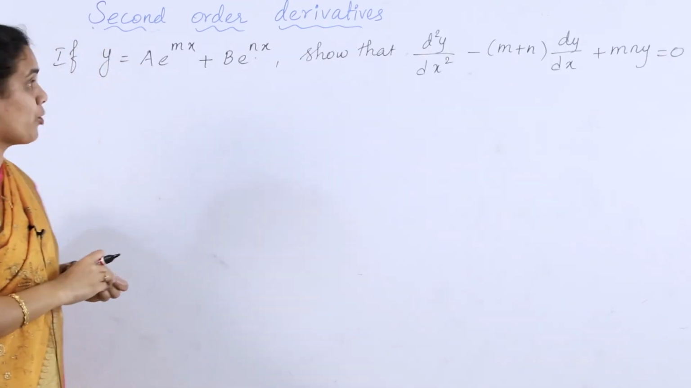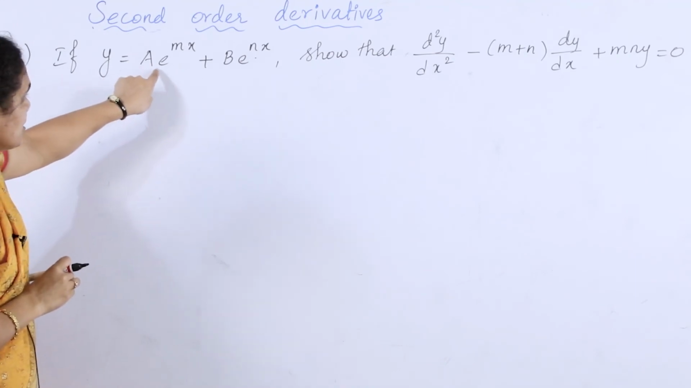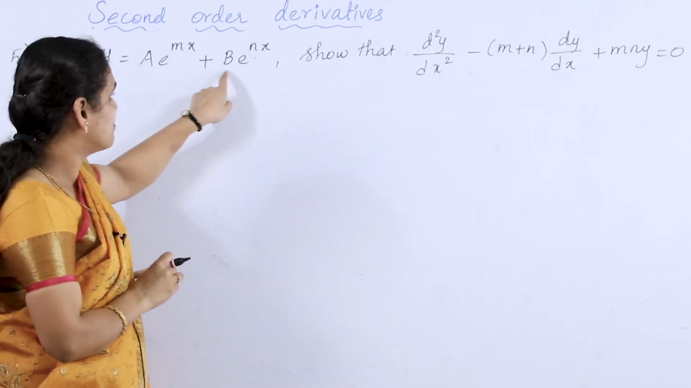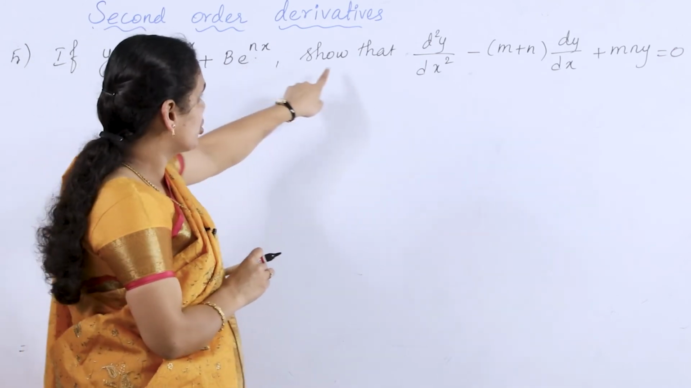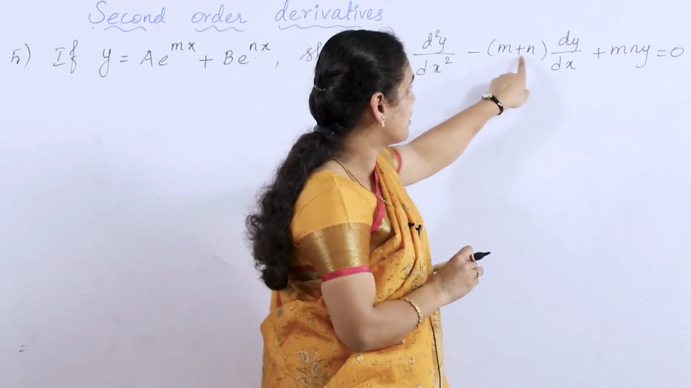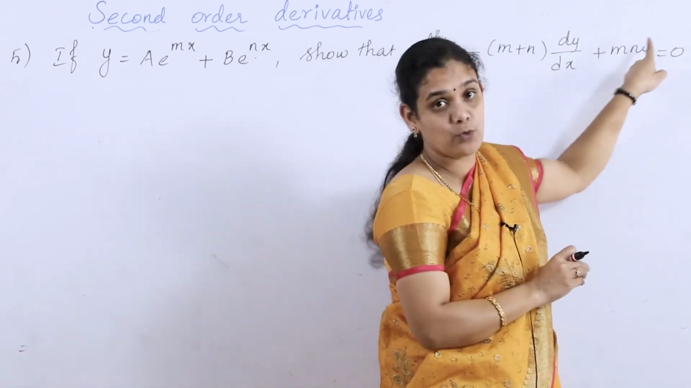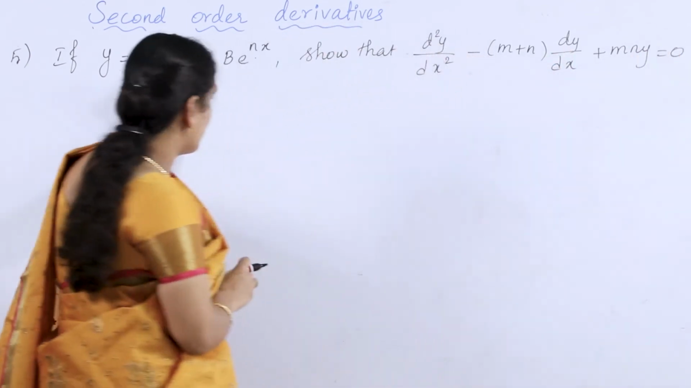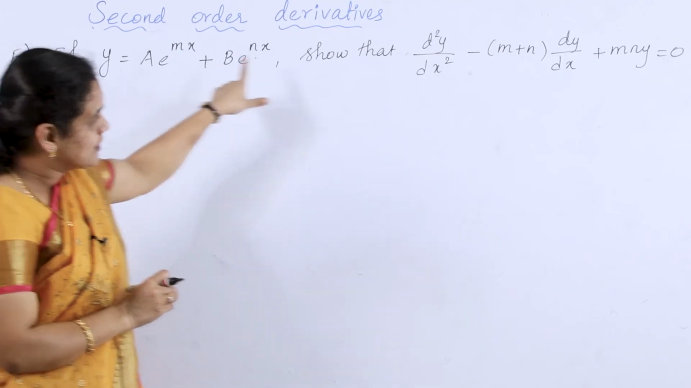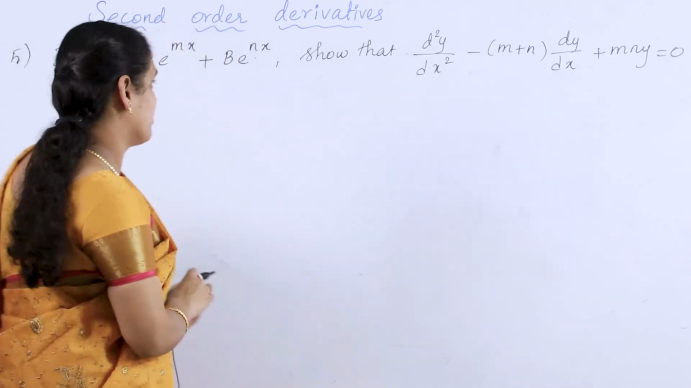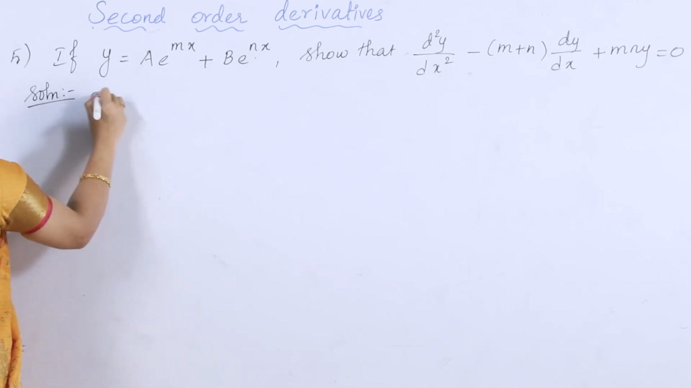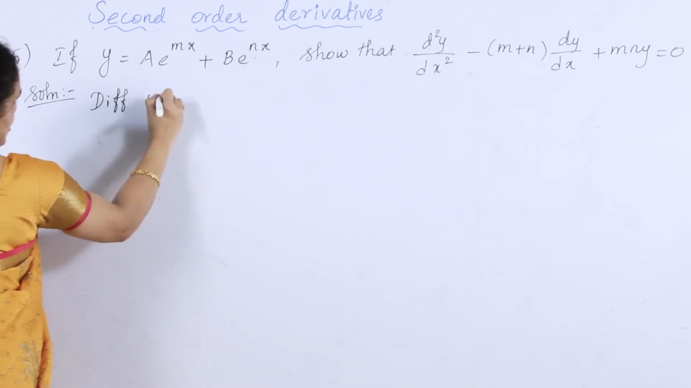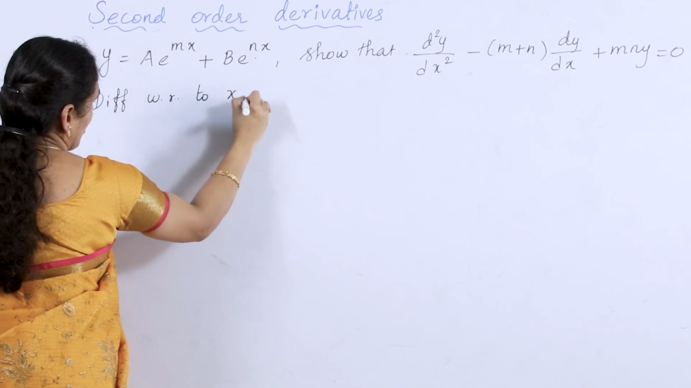The next problem is, if y is equal to a e to the power mx plus b into e to the power nx, show that d square y by dx square minus m plus n times dy by dx plus mn y equal to 0. So we will find dy by dx and d square y by dx square, then substitute in the left side to get 0.